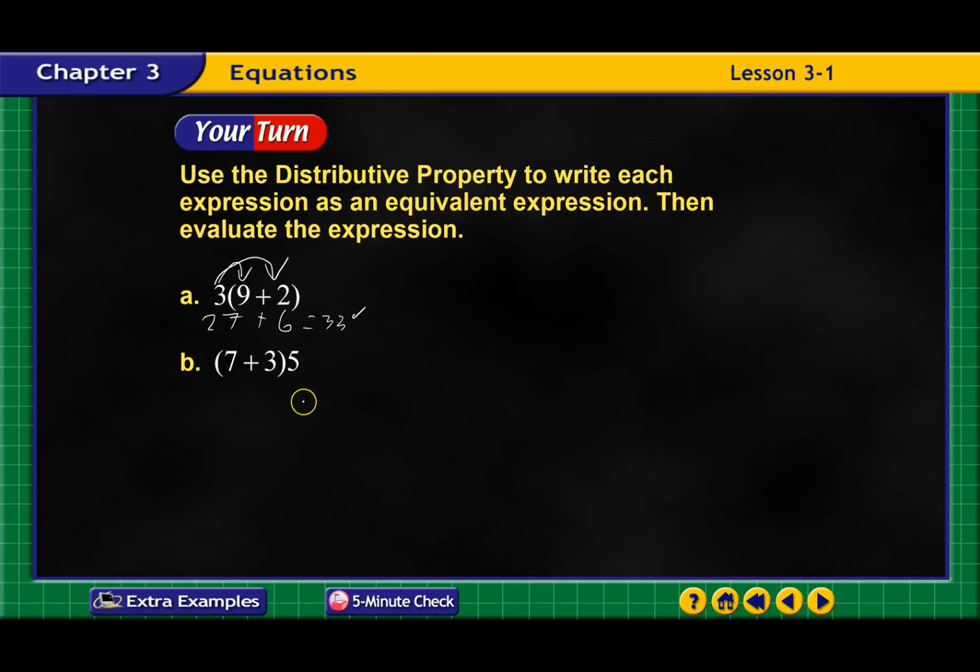Okay, going backwards here, I'll do all the steps this time. 3 times 5 would be 3 times 5. Plus, we're going to go that one to that one. 5 times 7 would be 35 plus 15, which is going to be 50.